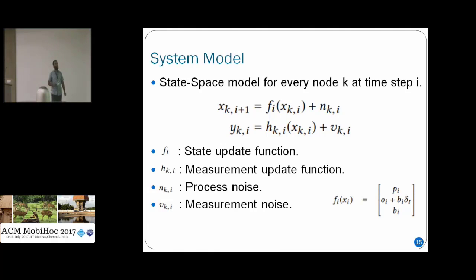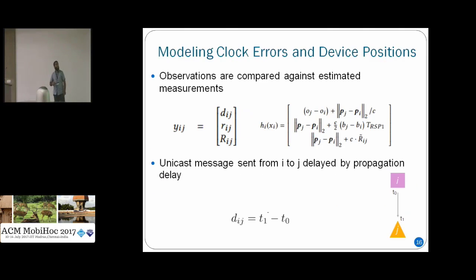Our system model is a normal system model. We have state update function and measurement update function. Our state update function can be summarized as shown here. Position, the offset is updated using this equation, and finally the bias. Our measurement equation is a little bit nonlinear, and I can give you the equation about it.